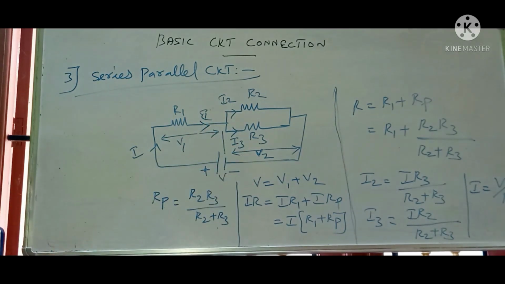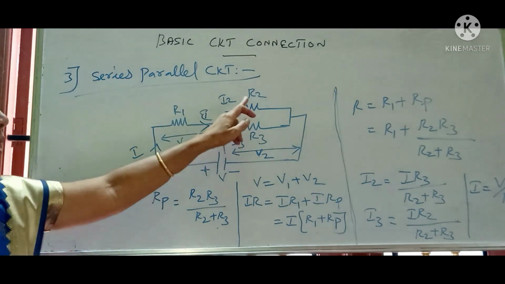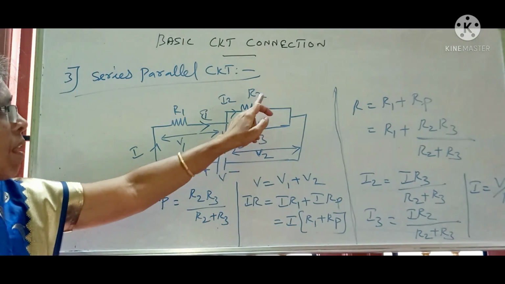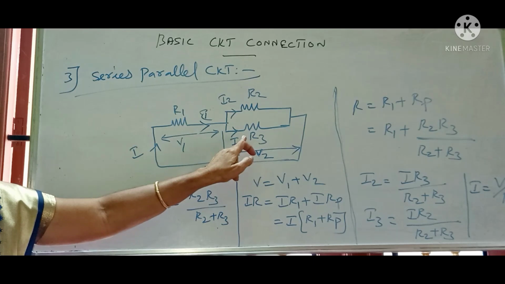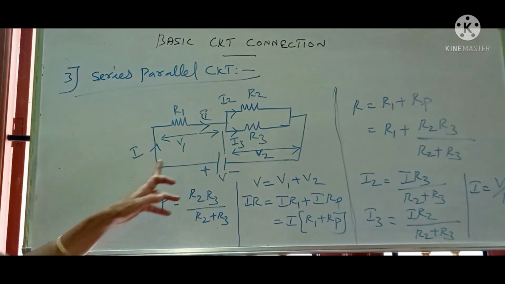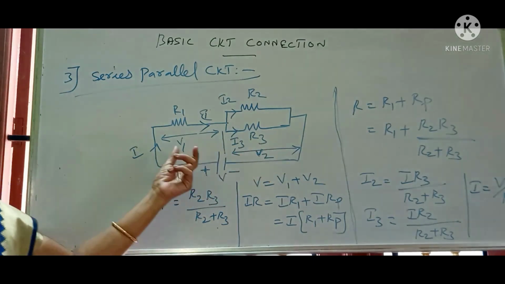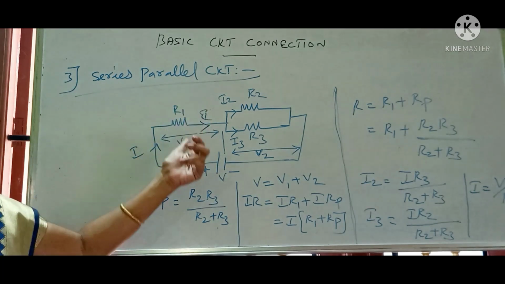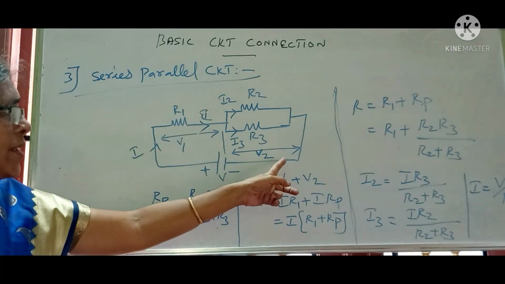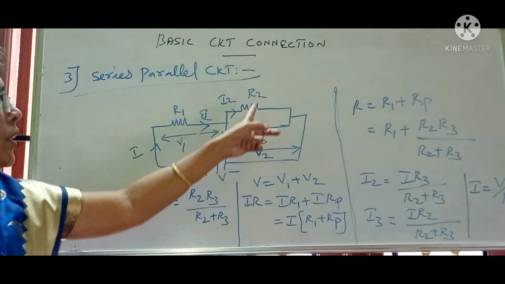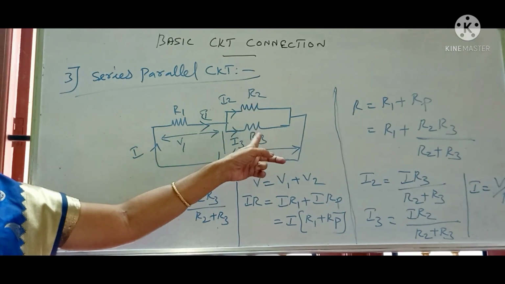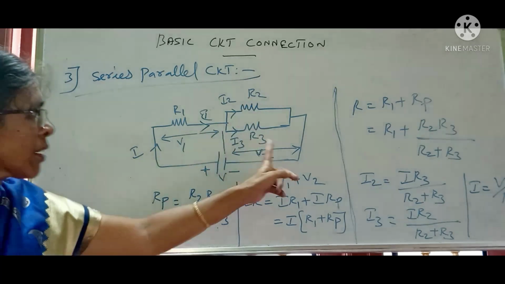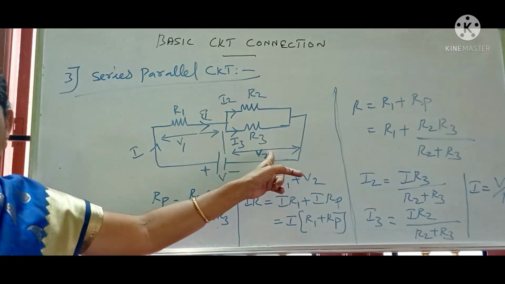So in this circuit, resistor R1 is connected to the parallel combination of resistors R2 and R3. So I is divided into I2 and I3, but the voltage is divided into two values. V1 is the voltage drop across R1 and V2 is the voltage drop across the combination of both R2 and R3 connected in parallel form. So the voltage drop across the parallel combination is V2.